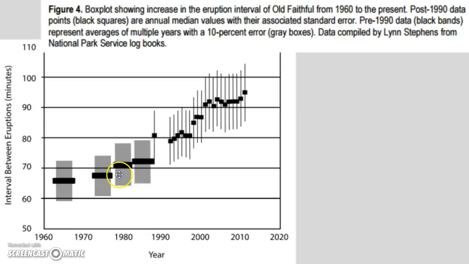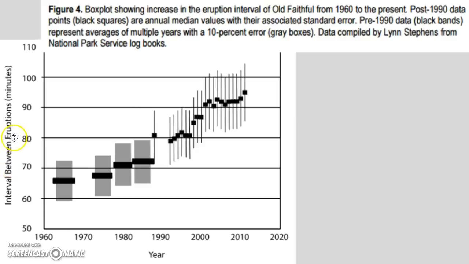Here's a data set that I found interesting, how the eruption times have changed since, say, the mid-1960s until today. So this is called a box plot showing the increase in eruption interval of Old Faithful from 1960 to the present. And you can see that the time is actually increasing between eruptions, or the average time.